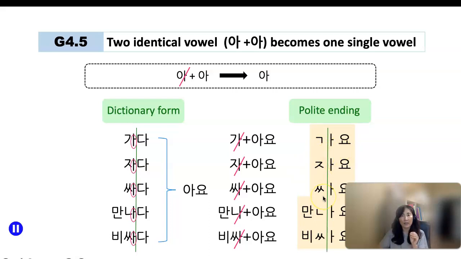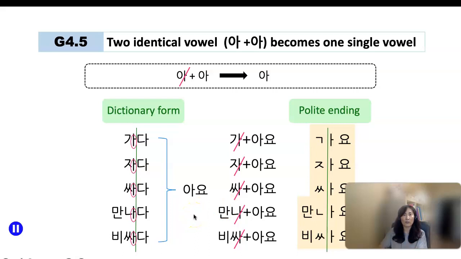자요, 싸요, 만나요, 비싸요. But the simplest way to conjugate this group of verbs or adjectives is to just remove 다 and attach 요 directly. So 가다, 가요. 자다, just remove 다 and attach 요 directly: 자요. 싸다, remove 다 and attach 요 directly: 싸요. 만나요. 비싸요. That's the simplest way.